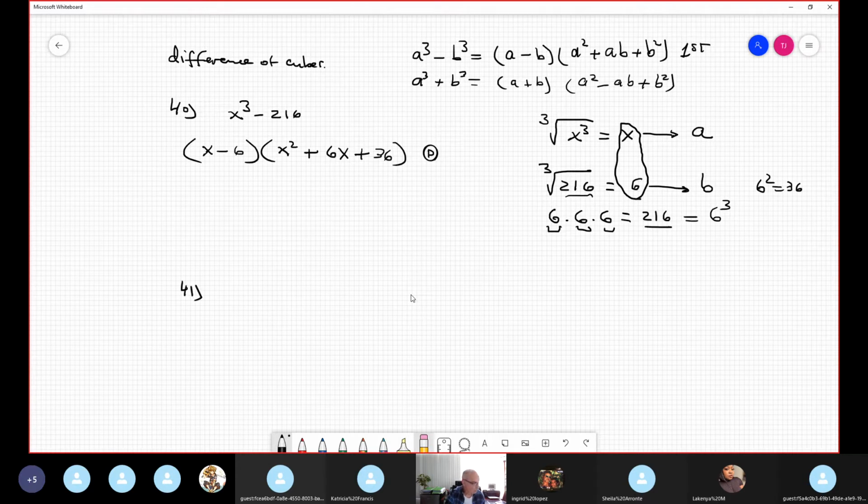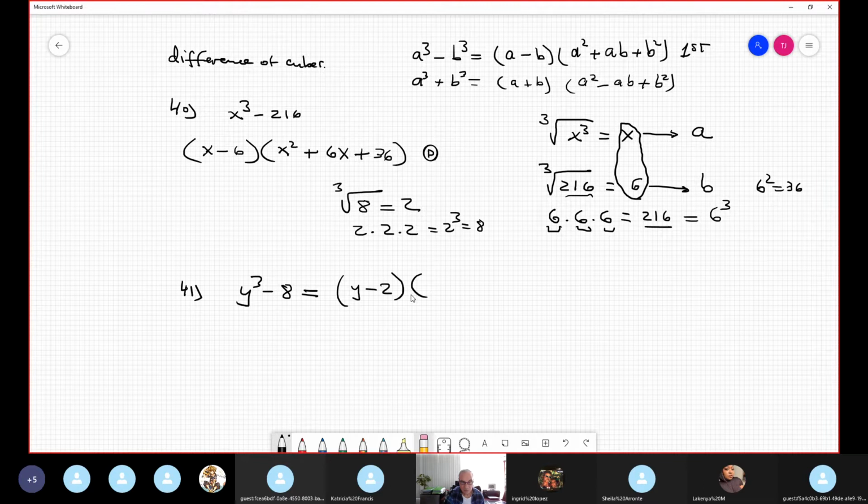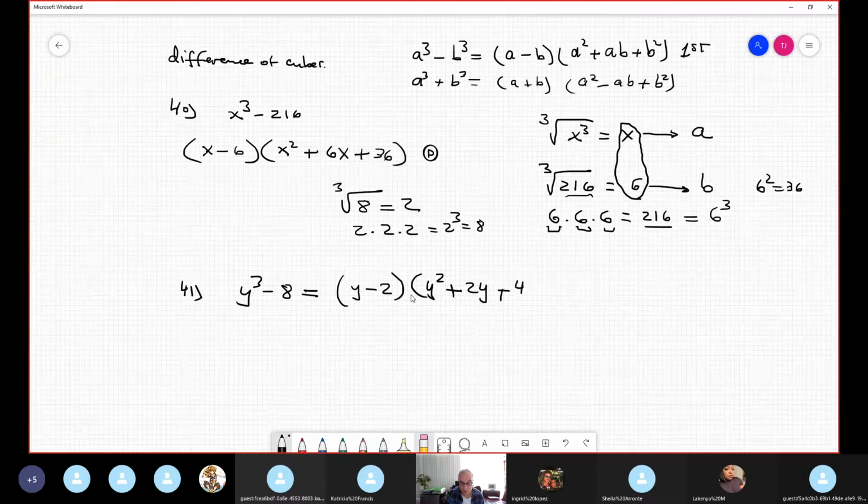Everyone follow me? No problema? Y cubic minus 8. Again, it's difference of cubic. Again, we're using the first formula. But it's clear que the cubic root of y cubic is y, and cubic root of 8 is 2, because 2 times 2 times 2, or 2 to the cubic power, is 8. Entonces y minus 2. Square the first, que es y square, plus multiplication of both, 2y, plus square the second, que es 4, 2 square 4. End of the story. ID number 41.